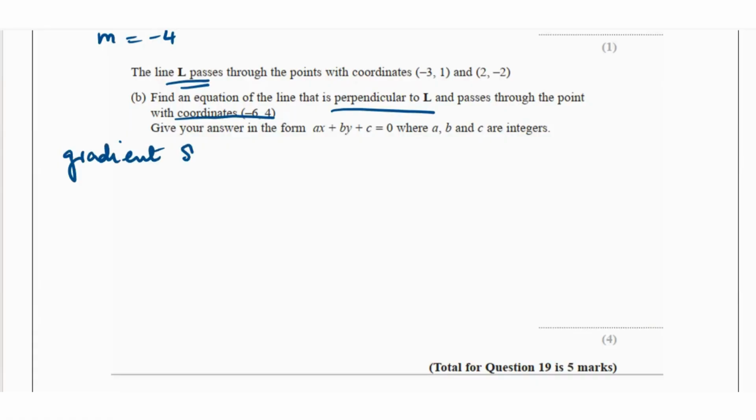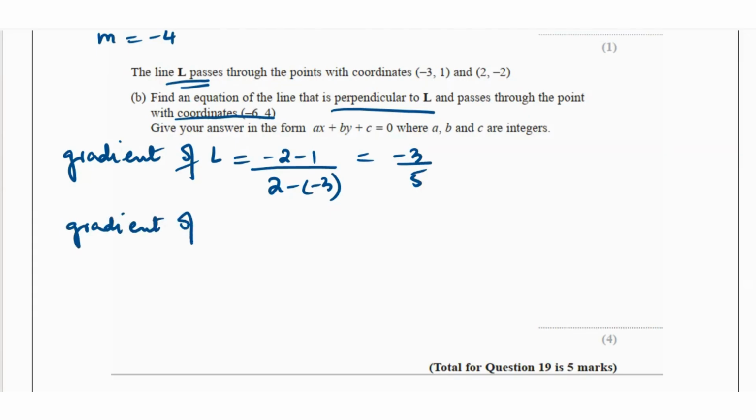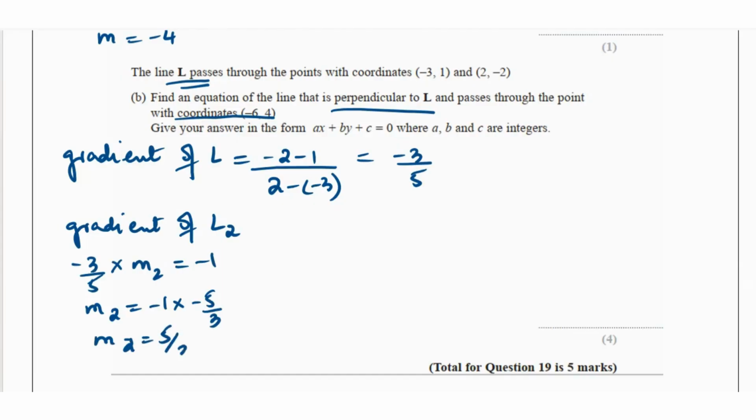Gradient of L, that is negative 2 minus 1 over 2 minus negative 3, which is negative 3 over 5. So gradient of L2 would be negative 3 over 5 times M2 equals negative 1. So M2 is negative 1 times negative 5 over 3, which is positive 5 over 3. This is your gradient of the line that is perpendicular to L.